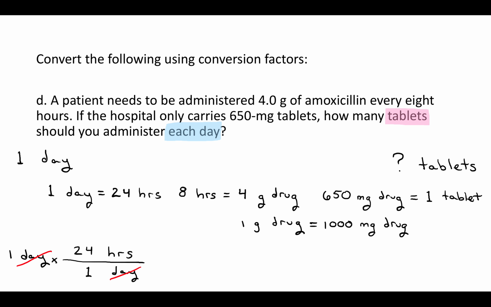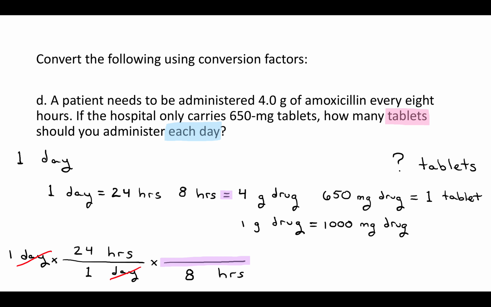I'm left with hours, but I don't want hours, I want tablets. So I have to do another conversion. Every time you do a conversion, you write a multiplication sign and a fraction bar, and the units you start with on top go on the bottom because you want them to cancel out. I'm going to fill this second fraction in with my second conversion factor. So next to hours is going to go 8.